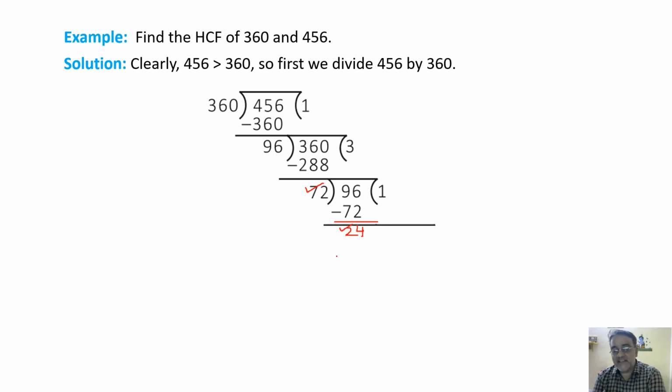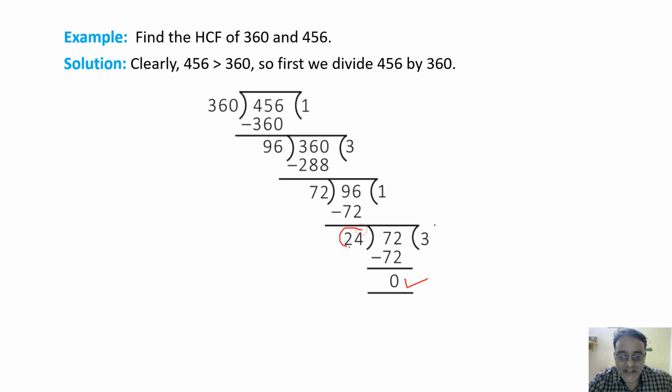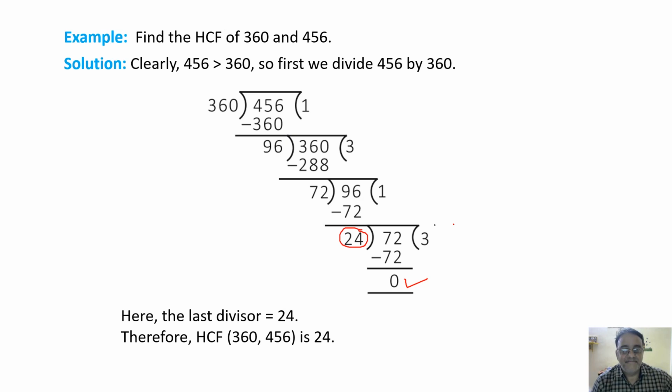ये कब तक करते जाना? जब तक रिमाइंडर 0 नहीं आएगा. देखो 24 टाइम्स 3 72, 0 हो गया. अब किससे डिवाइड करने से 0 हुआ? लास्ट डिवाइजर 24. Yes. So 24 is the required HCF, right?